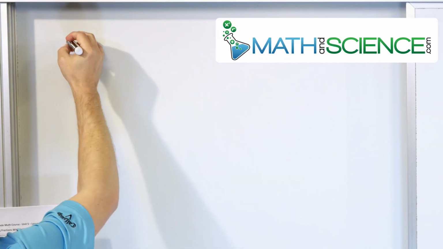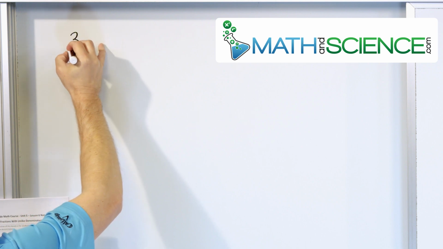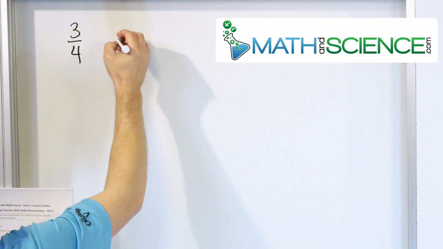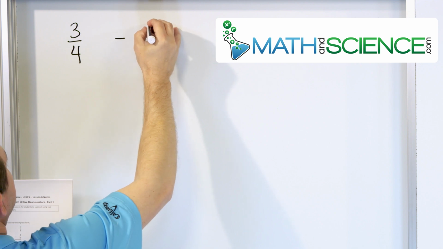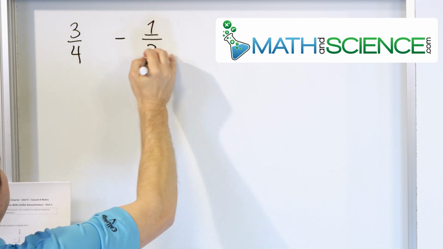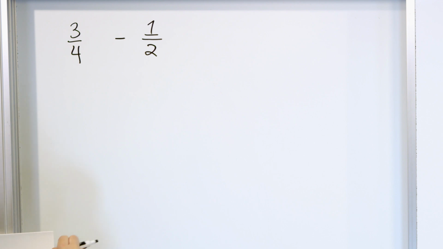Subtracting fractions is a piece of cake once we get the idea down. Now let's say that we have, for our first problem, the fraction 3/4, and we want to subtract from that fraction another fraction, 1/2. So we want to start out with 3/4, that's a larger fraction, and we want to take away this much, all right?